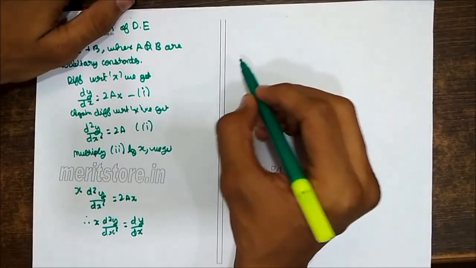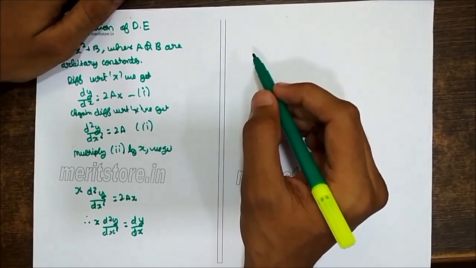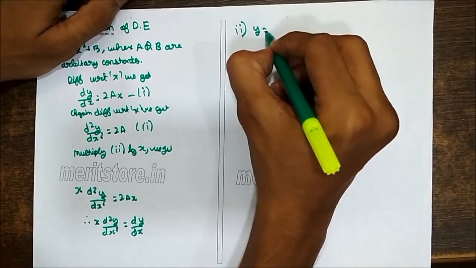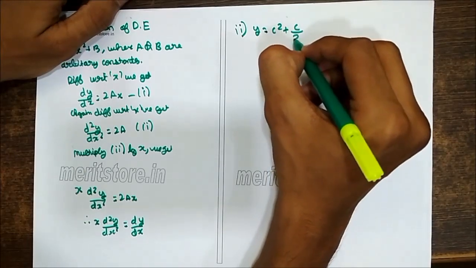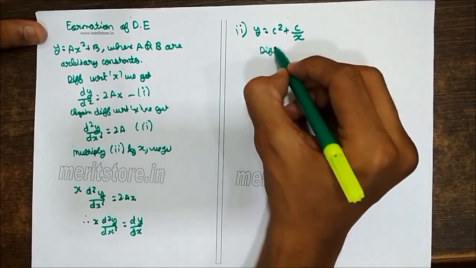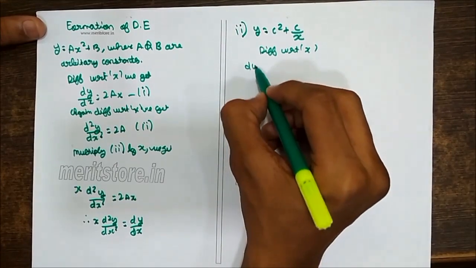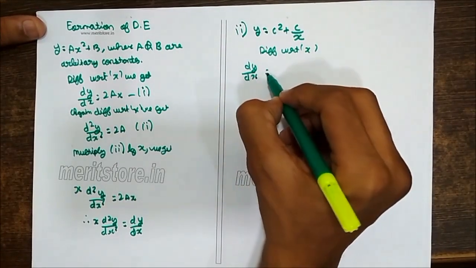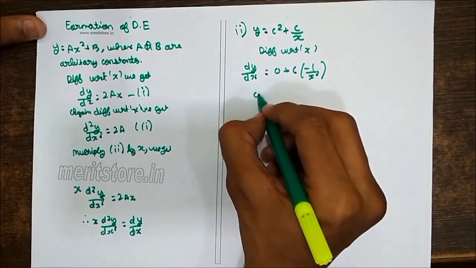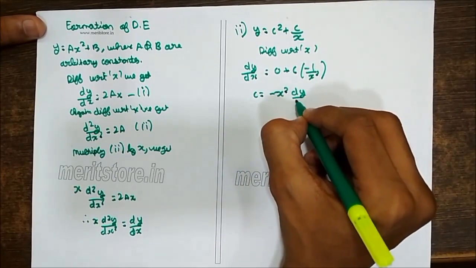So let's take another example. We have to obtain the differential equation by eliminating the arbitrary constants from the following equation. Here y is equal to c square plus c by x. So what we have to do is differentiate with respect to x. So that will give us dy by dx is equal to 0 plus c times minus 1 upon x square. c is equal to minus x square dy by dx.